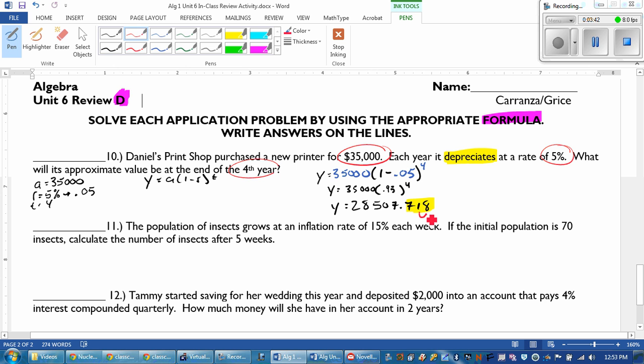Okay? We need to look, and what does the 8 tell us to do? Remember, 5 or more raise the score, 4 or less, let it rest. So for our final answer, we would round that. So the final price, the printer 4 years after you bought it, is going to be $28,507.72.